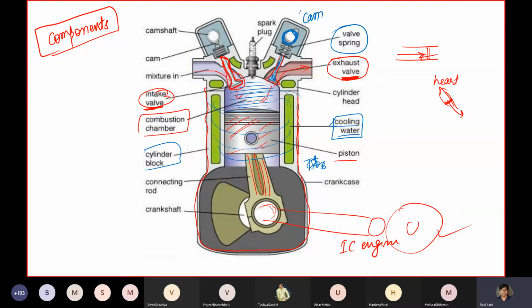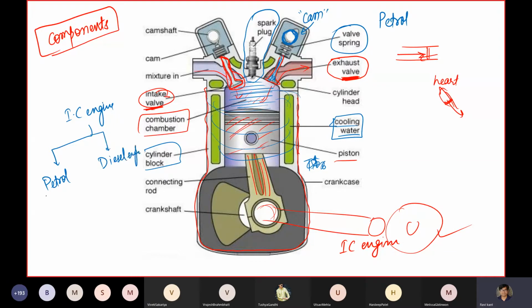Basically the cam does it. We will not go into the details of it. You just need to know what the components are. And we have a very important component called the spark plug for petrol engines. I did not talk about it, but there are two classifications of IC engines. One is the petrol engine, another is the diesel engine, and these two differ by their working principle and working fluids. So we first talk about the petrol engine.